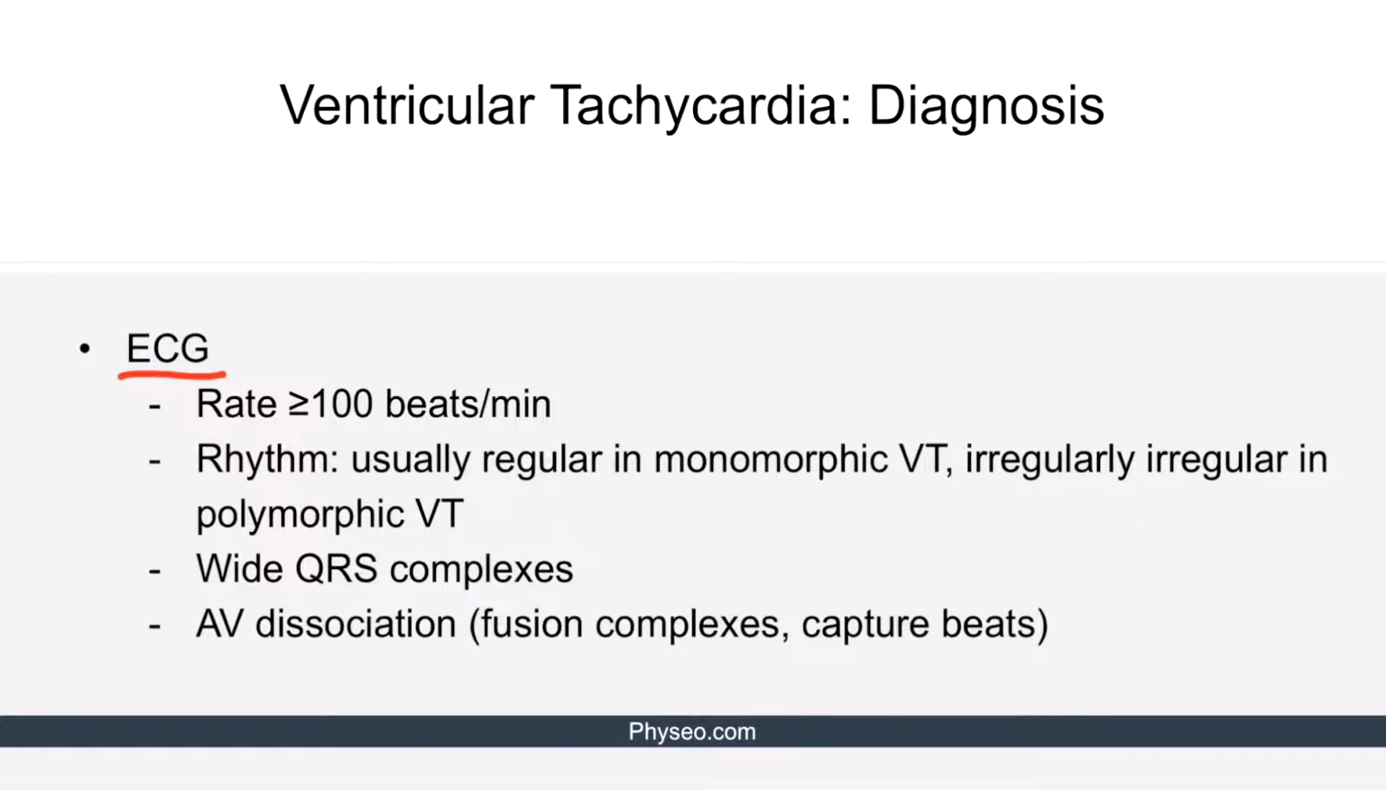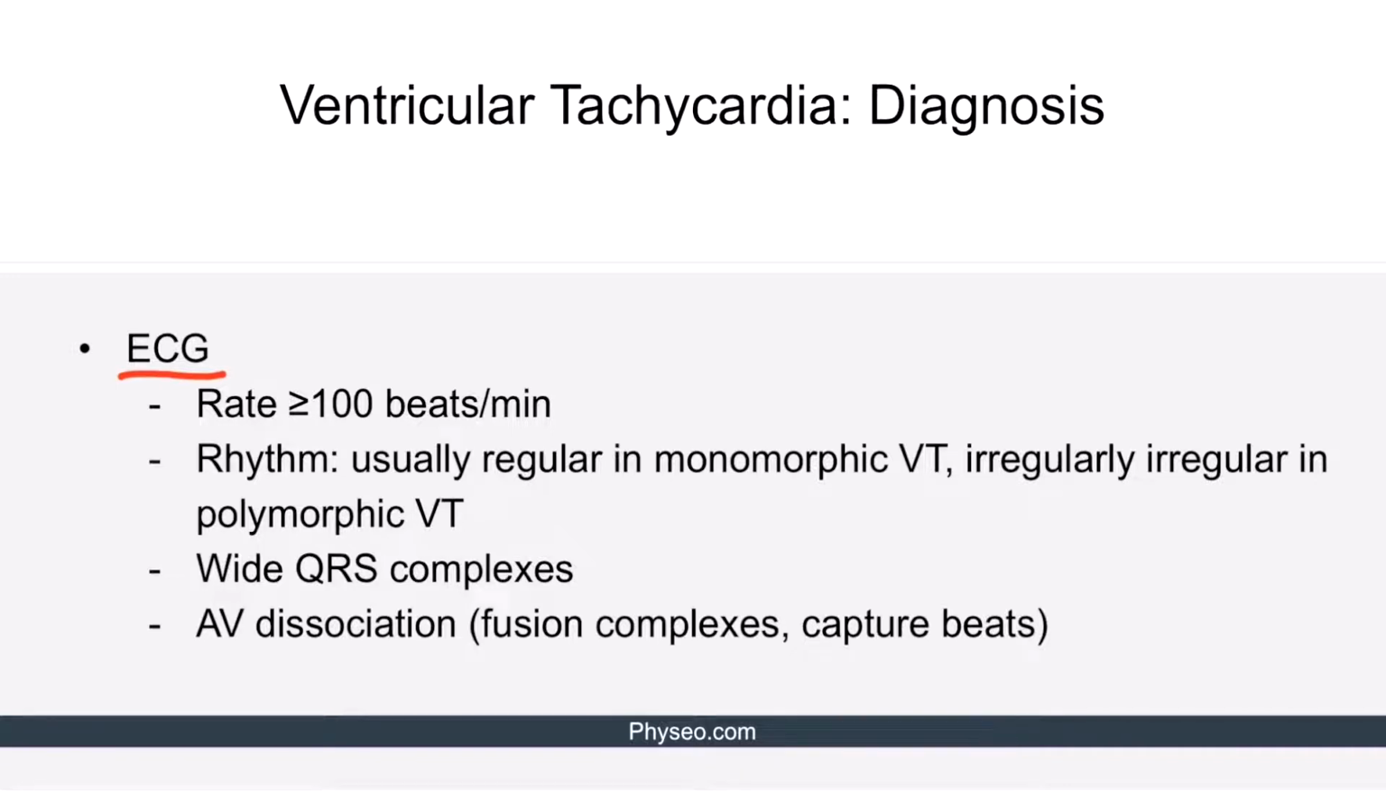The rate is usually tachycardic, 100 or more beats per minute. The rhythm is usually regular if VT is monomorphic, while it is irregular in polymorphic VT. The patients have a wide QRS complex due to ventricular origin of the arrhythmia. There may be signs of dissociation between atrial and ventricular activity. This is seen when the P waves are dissociated from the QRS complexes and maybe even hidden within them.